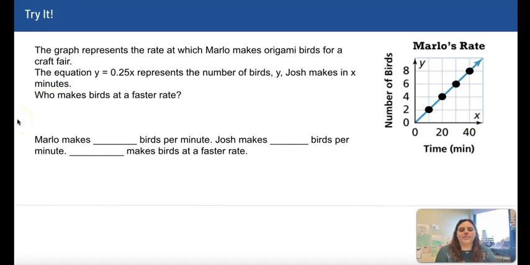You try this one. This graph represents the rate at which Marlo makes origami birds for a craft fair. The equation y equals 0.25x represents the number of birds that Josh makes in x number of minutes. Who makes birds at a faster rate? Pause the video and fill in your answers now.